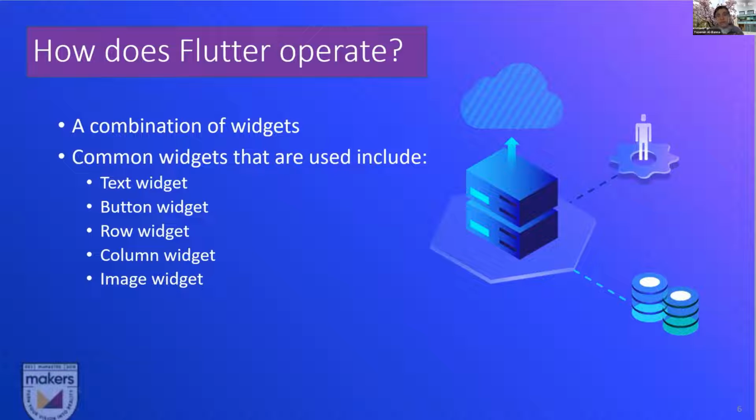There are button widgets, which will basically give you a button in your app. There's row widgets and column widgets, depending on if you want to organize whatever you want to put in that container in a row or column, and then an image widget will just hold an image inside of it. We'll be going into more detail later.